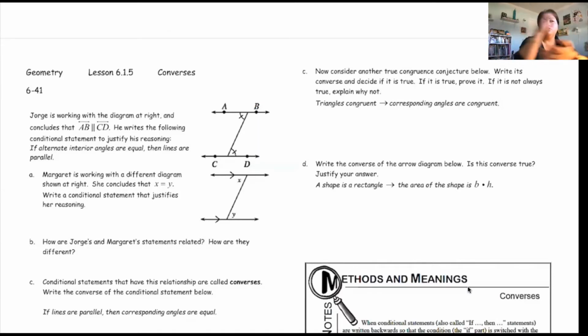So converse means to switch the sentence, switch the hypothesis and the conclusion, switch the beginning and the end, and see if it's still true. And a lot of times when we're talking about converses, we're looking at a true statement. Obviously, there are untrue statements.